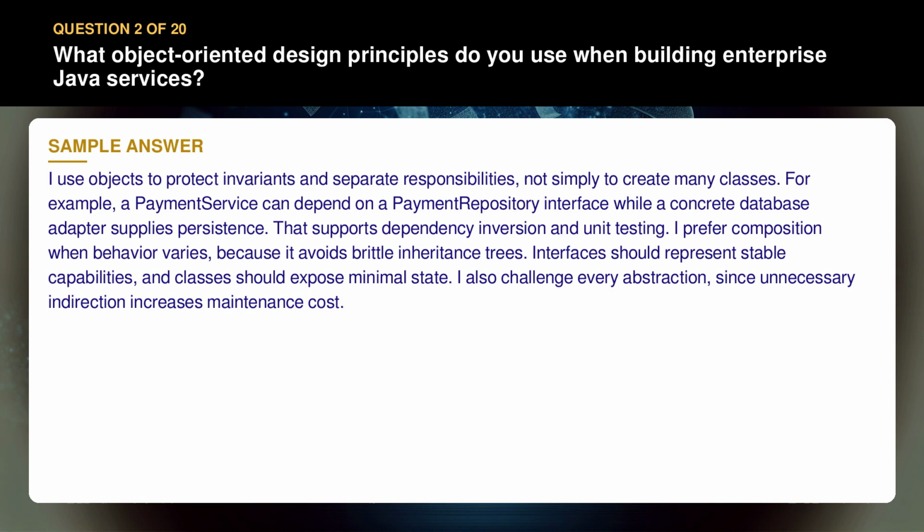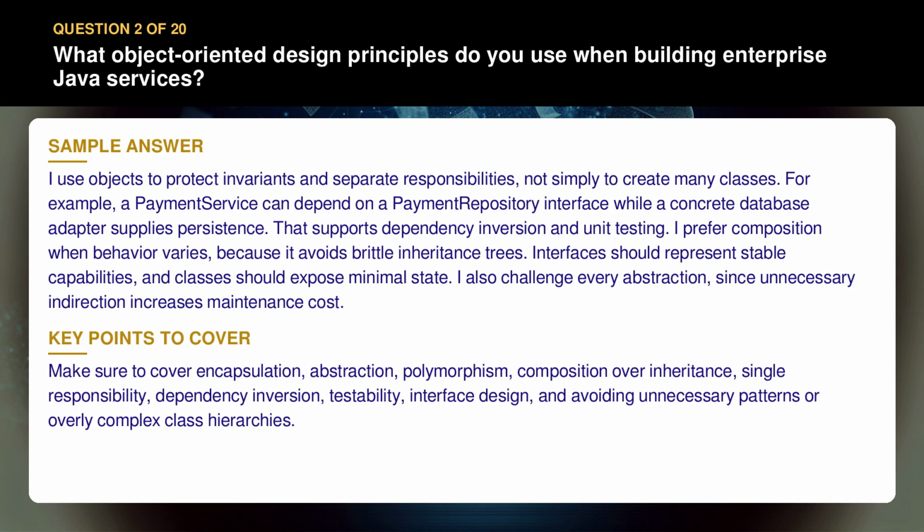I prefer composition when behavior varies, because it avoids brittle inheritance trees. Interfaces should represent stable capabilities, and classes should expose minimal state. I also challenge every abstraction, since unnecessary indirection increases maintenance cost. Make sure to cover encapsulation, abstraction, polymorphism, composition over inheritance, single responsibility, dependency inversion, testability, interface design, and avoiding unnecessary patterns or overly complex class hierarchies.